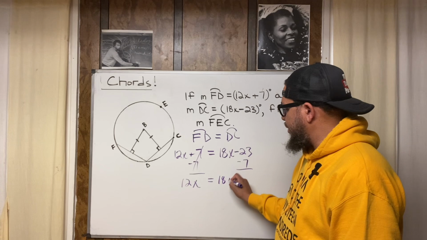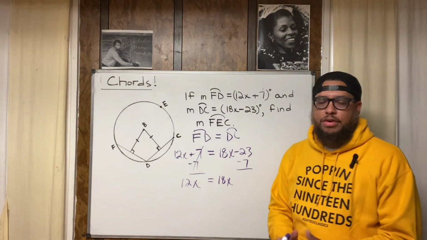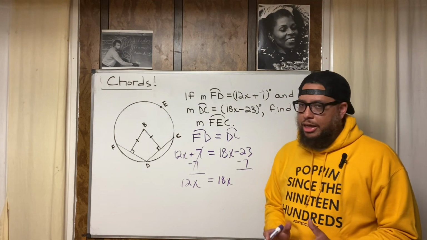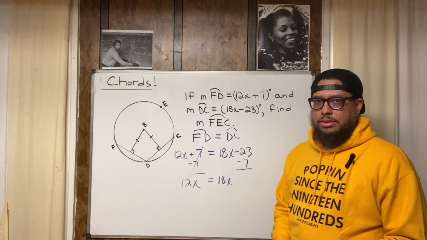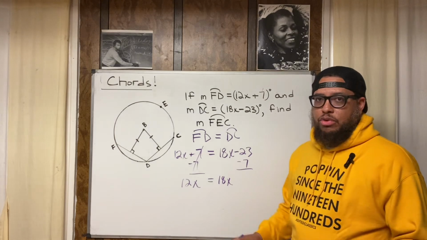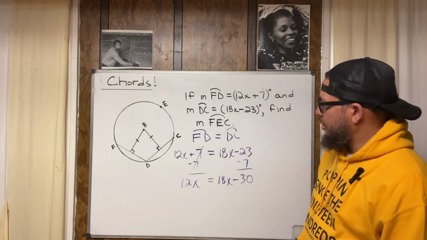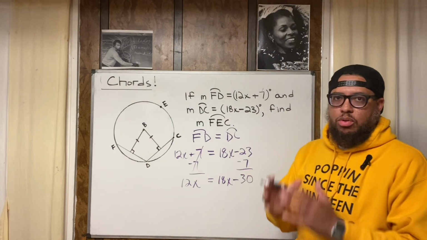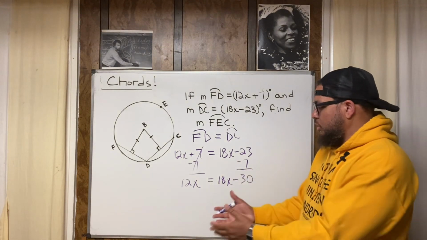Bring the 18x down. What's negative 23 minus 7? Make sure you know how to subtract negative numbers, right? Negative 23 minus 7 is not negative 16. Negative 23 minus 7 is negative 30. You got to know how to do arithmetic with positive and negative numbers. You got to bring that skill to the table.